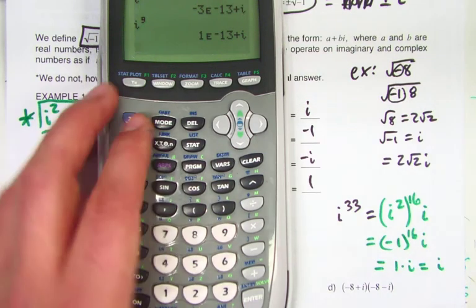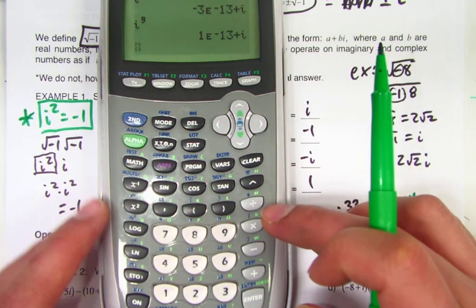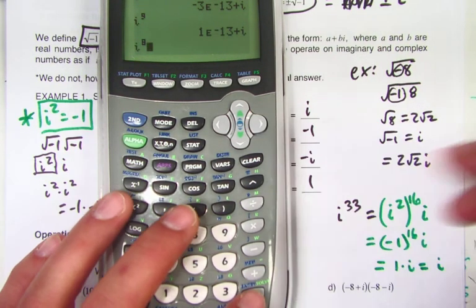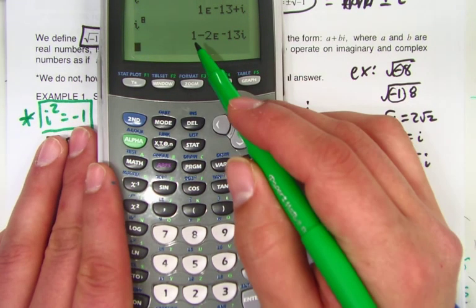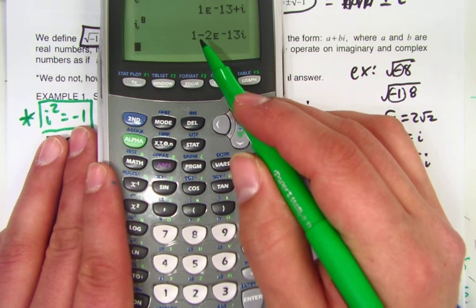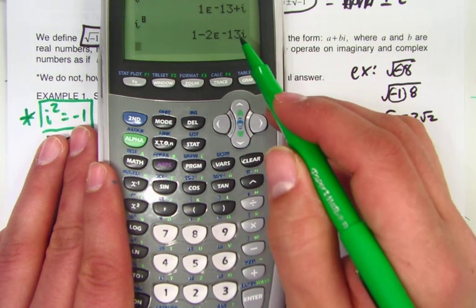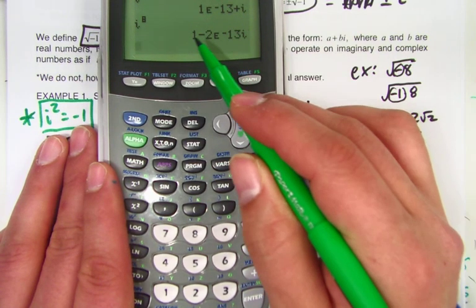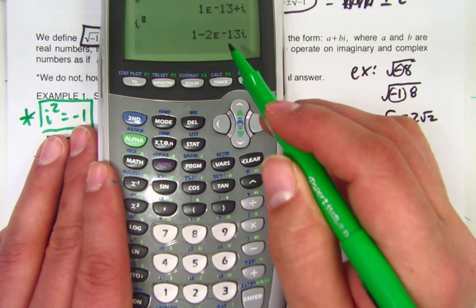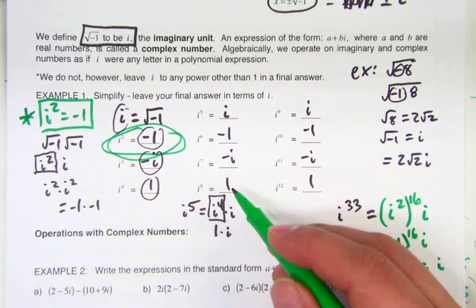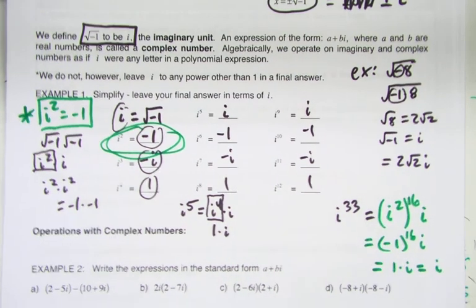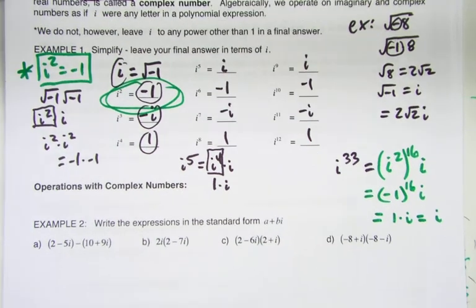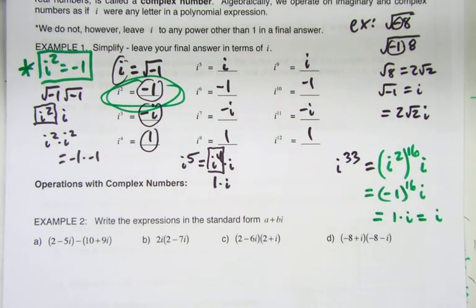Okay. Let's see if I did i to the 8, which we already figured out. Okay. So this is now 1 minus, and then this part here is 0. So it's saying 1 minus 0i. In other words, it's just 1, which is what we have here. Okay? So the calculator is a little goofy with that, but it is possible to use a calculator to figure some of these powers out.